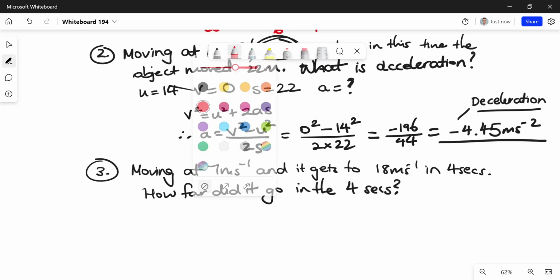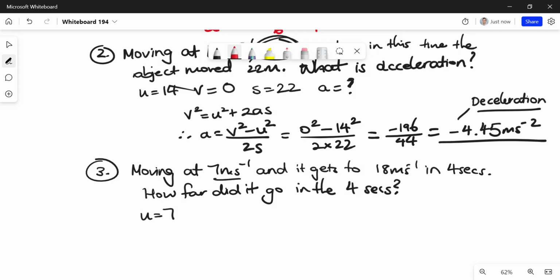Alrighty, same deal. What we need to do is look at the question and say, well, what info have I got? It starts at 7 meters per second, so that means that U is 7. It gets to 18, which means that V is 18, and it does it in a time frame of 4 seconds. And the question is saying how far, which means we're being asked to find S. You'll notice that there is no information there about acceleration.